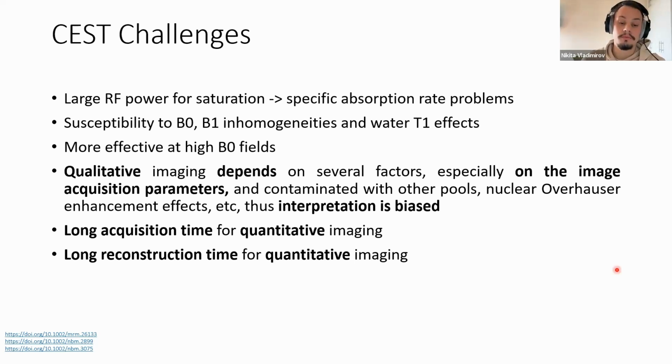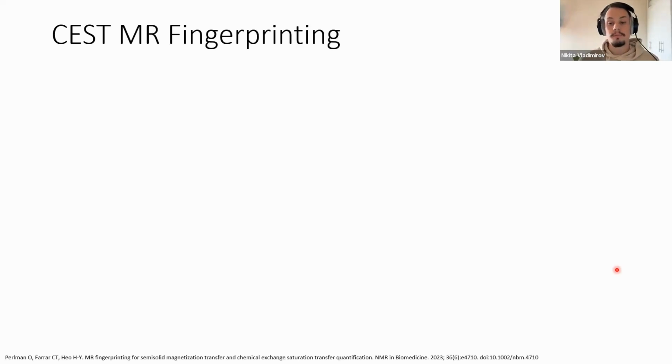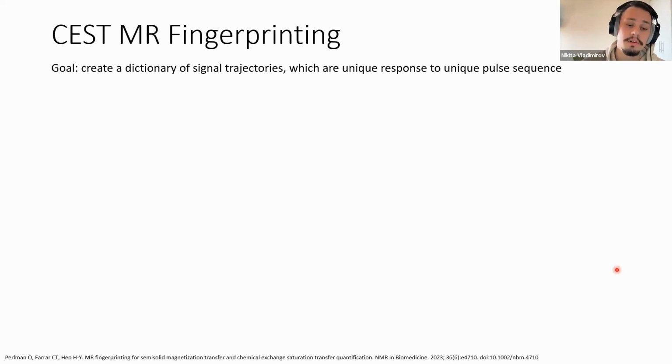And as a solution for quantitative imaging, fingerprinting can be a solution. What is magnetic resonance fingerprinting? The goal of this methodology is to create a dictionary of signal trajectories, which are unique responses to unique pulse sequences. What does it mean? Since we have the Bloch-McConnell equations, we can solve them, at least numerically. And this actually gives us a simulator of our CEST MRI.